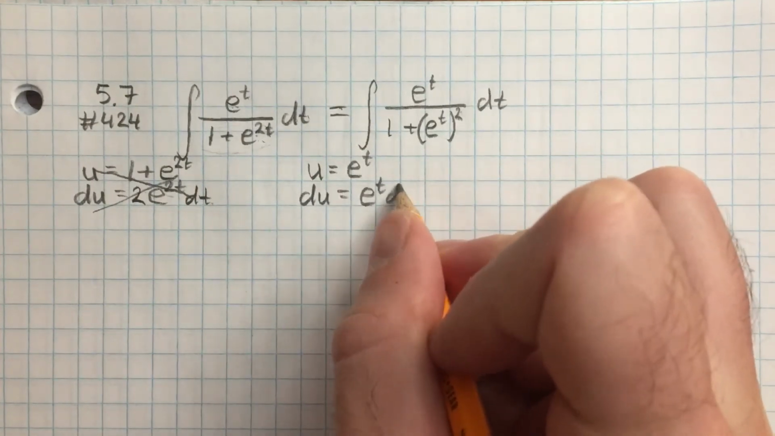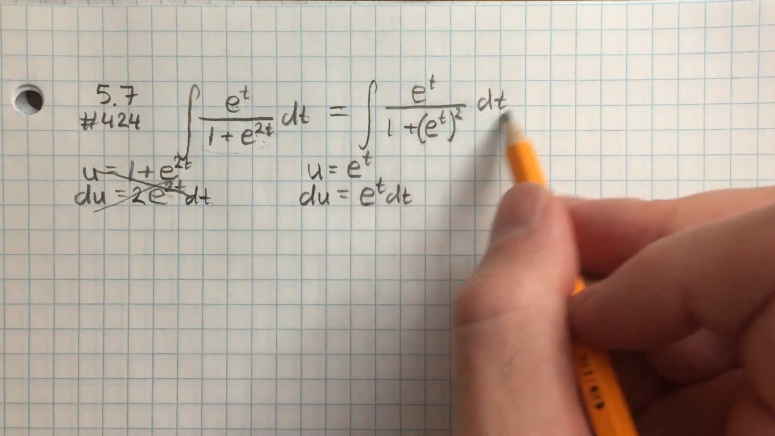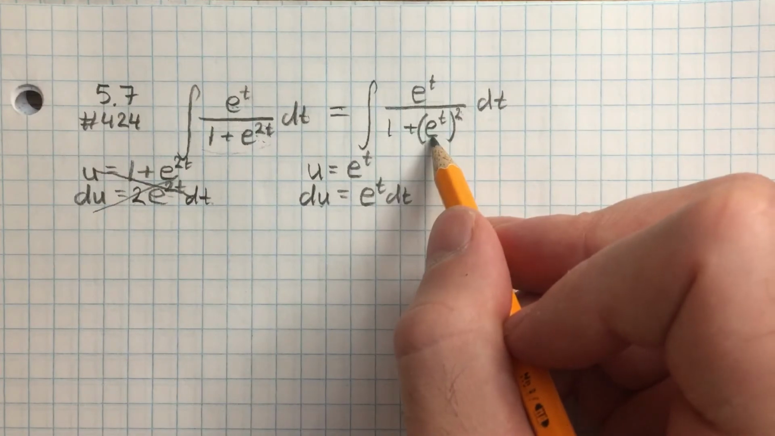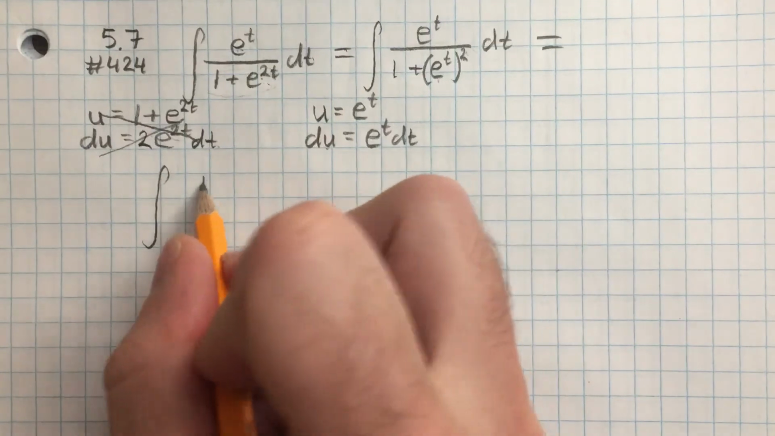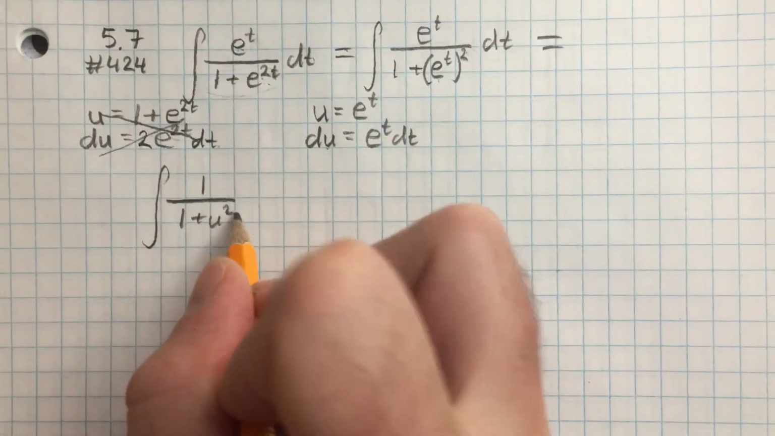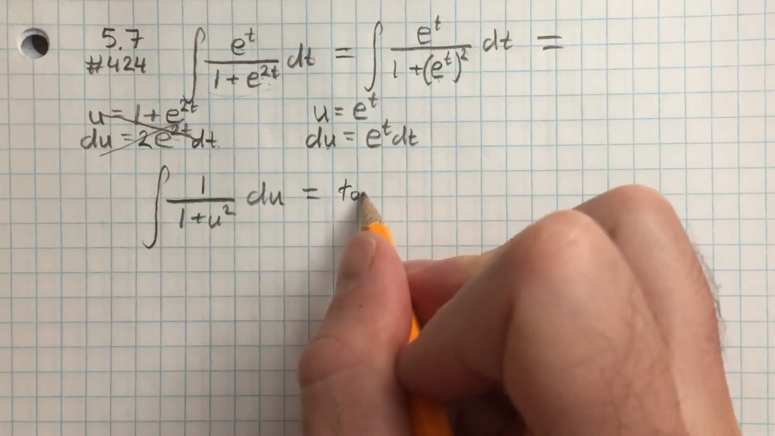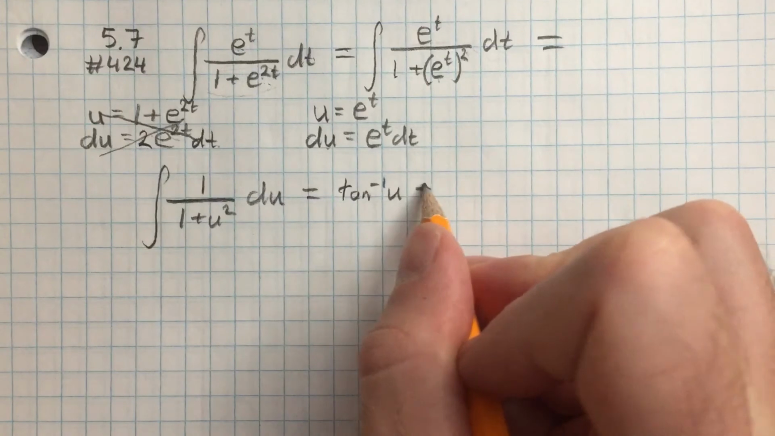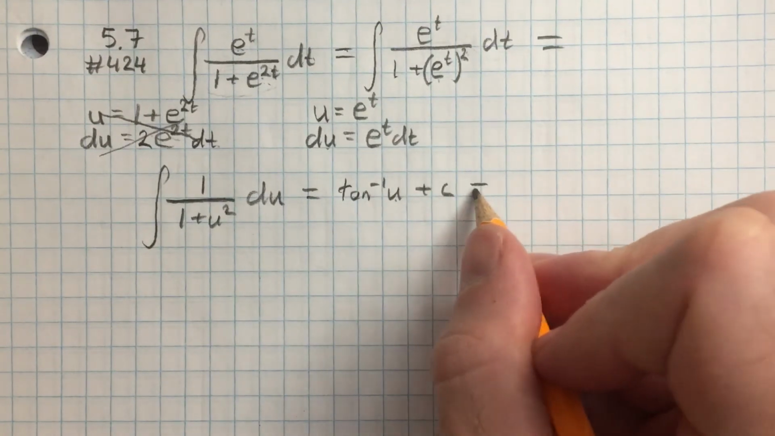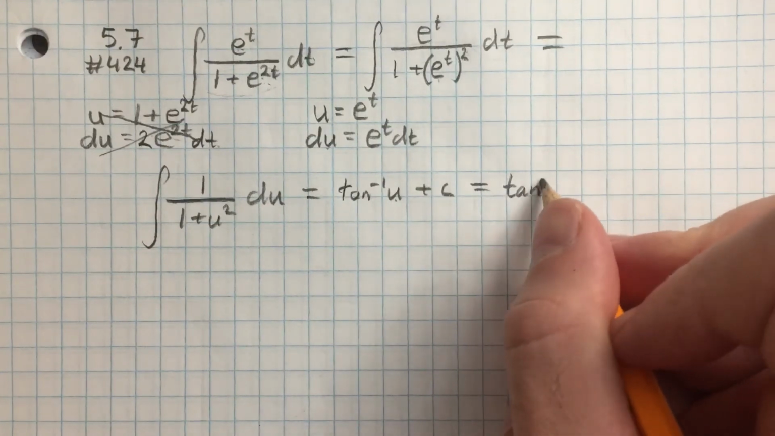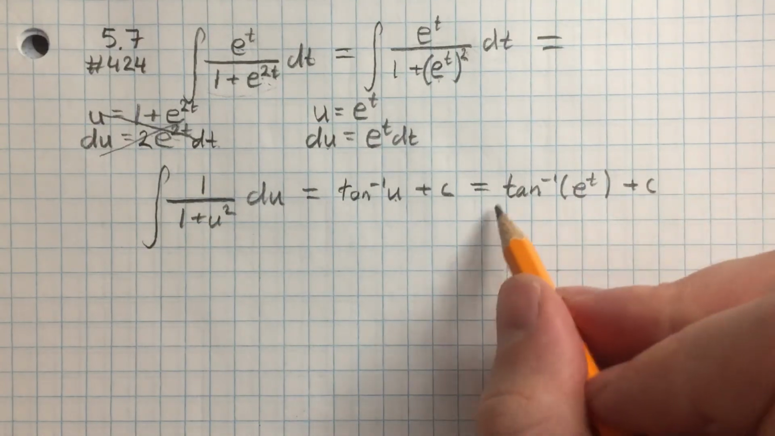I will get e to the t dt here, which is exactly what my numerator is, e to the t dt, and that will be taken care of by du, and this will be u itself. So therefore, we should get the integral of 1 over 1 plus u squared du exactly, which is, of course, the tan inverse structure. So tan inverse of u plus c, but u was e to the t. So now we can write it back in the original variable t, get tan inverse of e to the t plus c. There's our antiderivative.